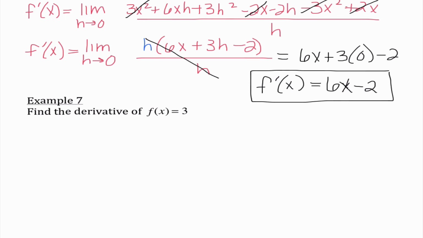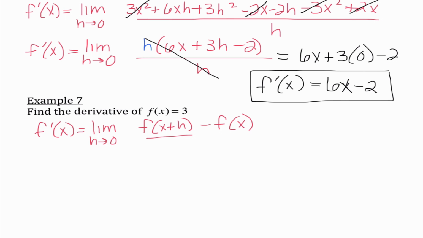Okay, for number 7, it says find the derivative of f of x equals 3. And I wanted to go through this one because this is kind of a weird one. So I should actually start by saying f prime of x equals the limit as h approaches 0 of f of x plus h minus f of x over h. And if we're going through this one, okay, some weird stuff actually starts to happen. Because if I am substituting x plus h into this function, notice there's no x. So my answer is just 3.